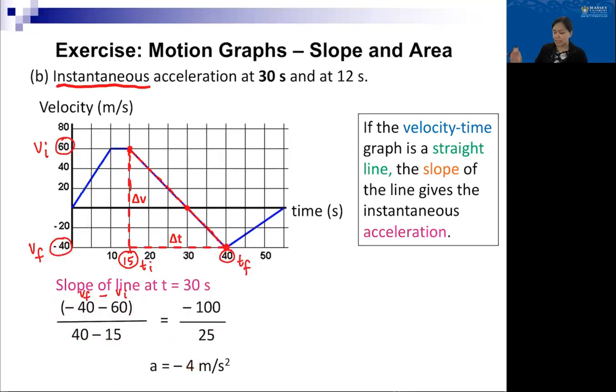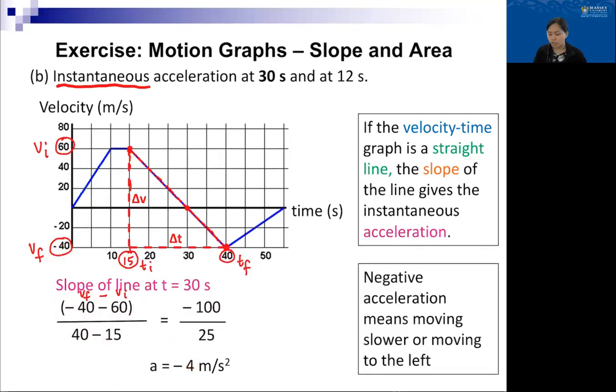Right, so what does this negative 4 meters per second squared acceleration mean? A negative acceleration means that either the object is moving slower, so that its final speed is smaller than its initial speed, giving you a negative change in speed, or the object is maybe speeding up, but it's moving to the left.